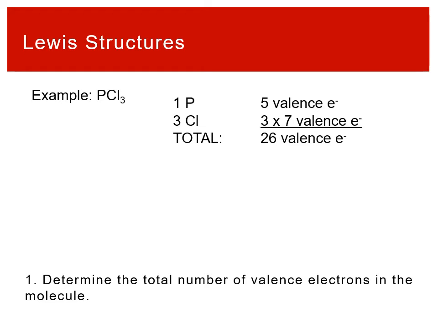So I have 1 phosphorus, that's 5 valence electrons. I have 3 chlorines. Each one brings in 7 valence electrons, for a total of 26 valence electrons. Okay, so now I know right away that at the end of the day, I better use 26 valence electrons.